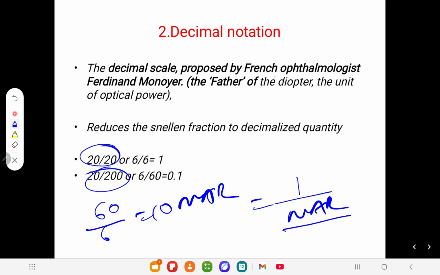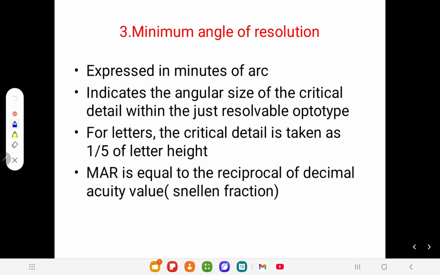It was proposed by a French ophthalmologist, Ferdinand Monoyer, but I have mentioned his name because many students don't know this fact: he is also the father of the diopter, the unit of optical power. So if someone asks you who is the father of the diopter, it's that French ophthalmologist Ferdinand Monoyer. Okay, so that's the decimal system. Let's move further.